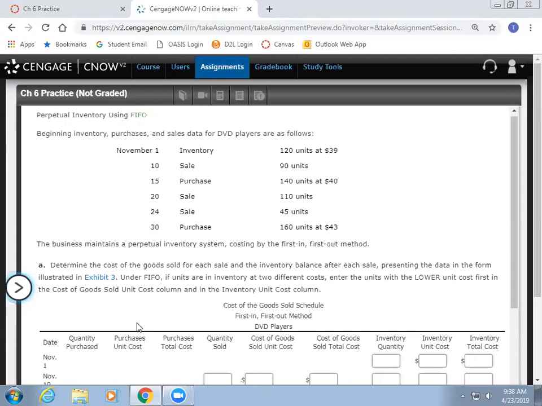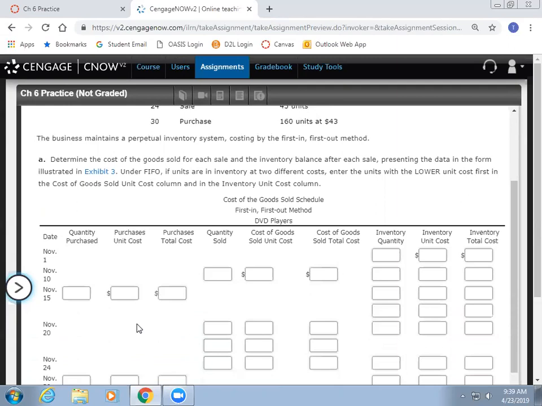Again, we're not doing the journal entries on this one, but your journal entries are the same as they were in chapter 5, as far as purchases, logging them into inventory and all of that. So we have a little table to fill out, the fun cost of goods sold schedule. We want to figure out the cost of goods sold for each sale and inventory balance using FIFO.